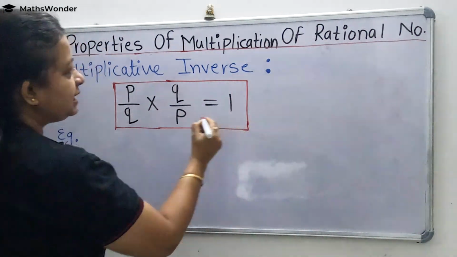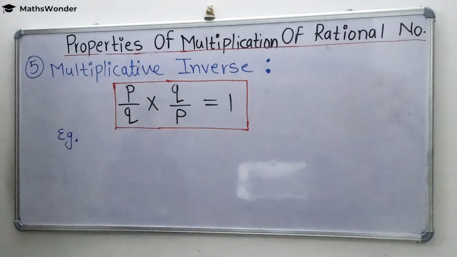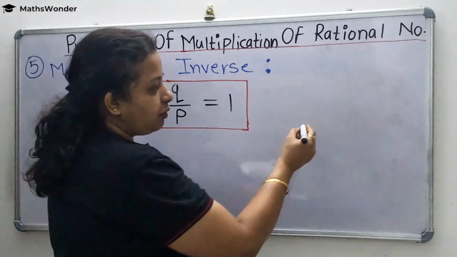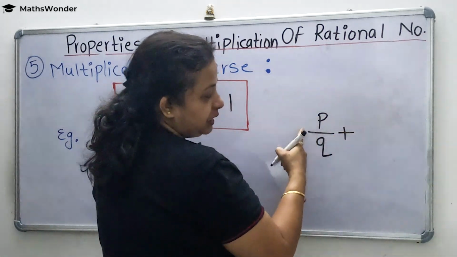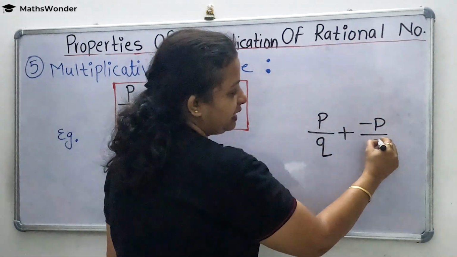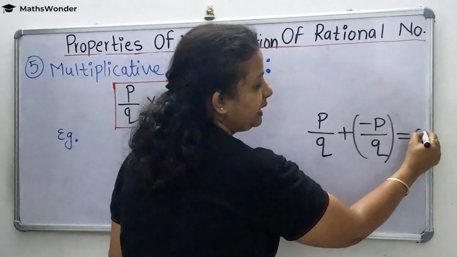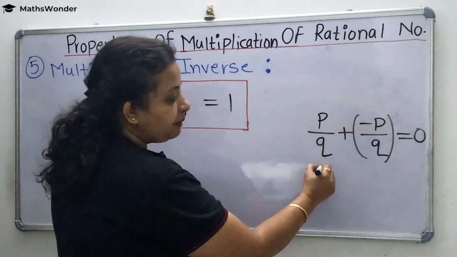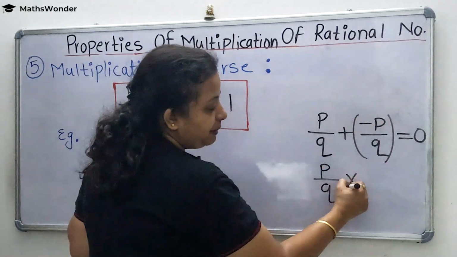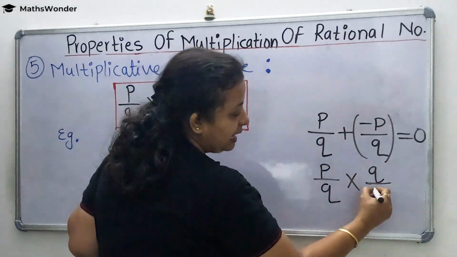Like the additive identity is 0. The additive inverse, what was it? If P over Q is positive, and you add it with the negative, then we get 0 in addition, okay? But what is the difference in multiplication? When P over Q is multiplied with its reciprocal, then we get 1.